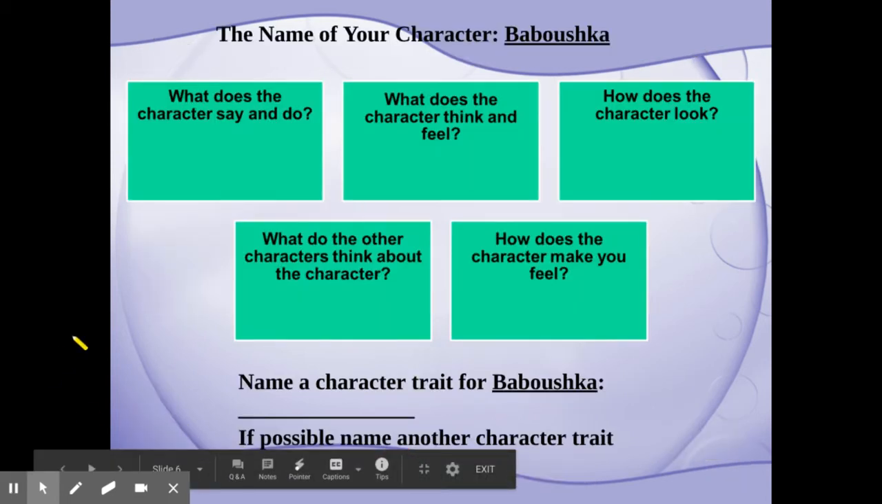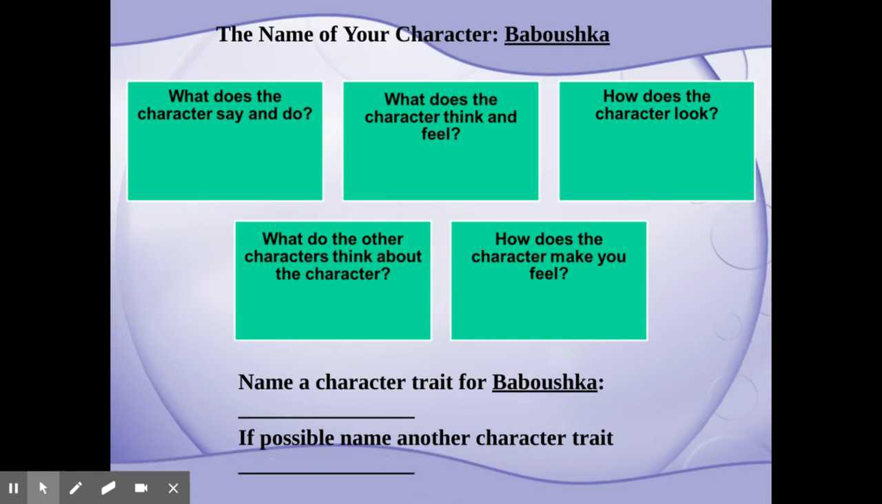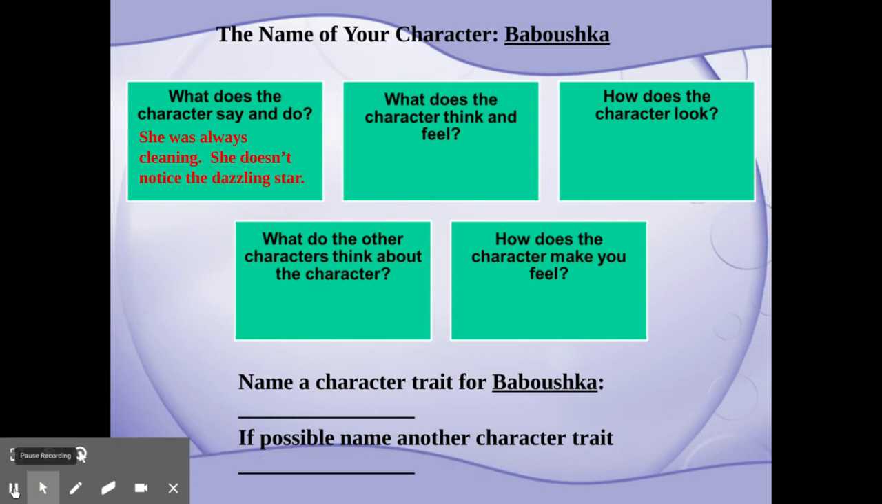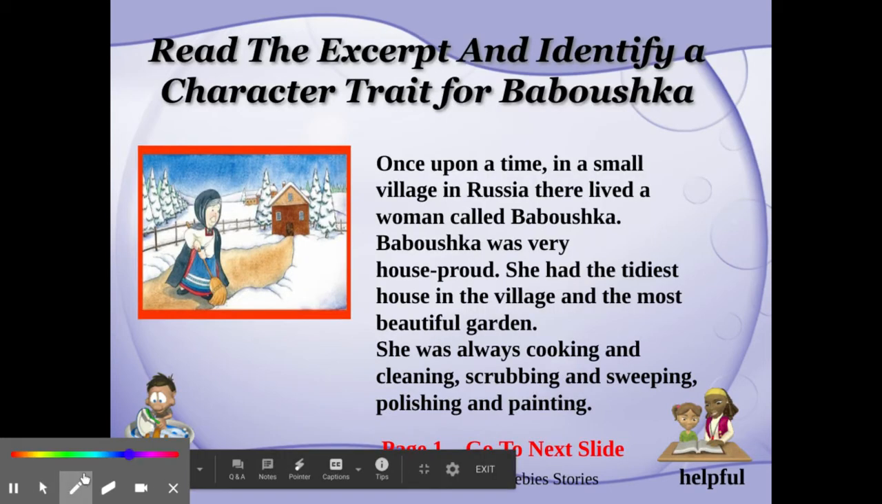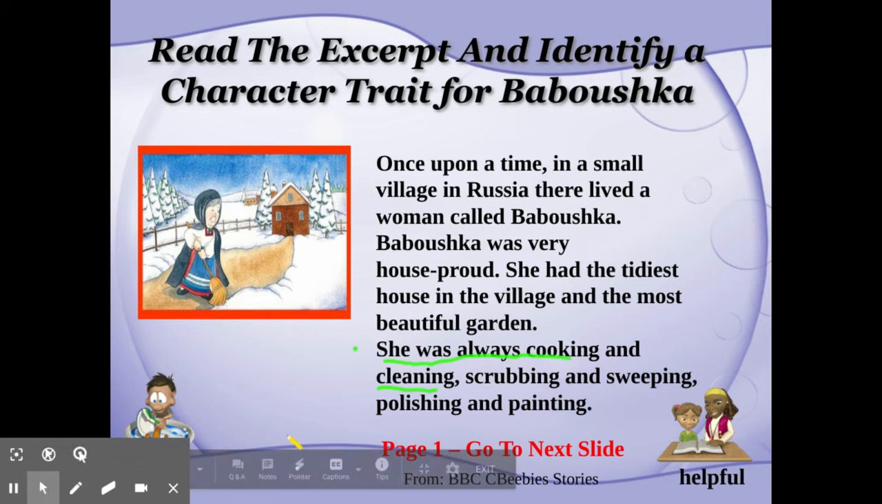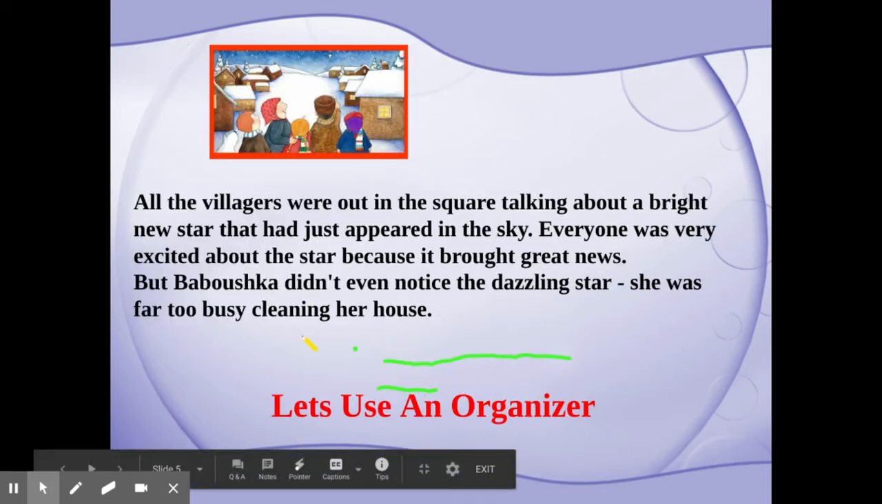Well, let's see. What does she say and what does she do? She was always cleaning and she doesn't even notice the dad. So let's find out where our evidence says that. So in my text, it says right here, she was always cooking, cleaning, and it also says that she didn't even notice that a star had appeared.